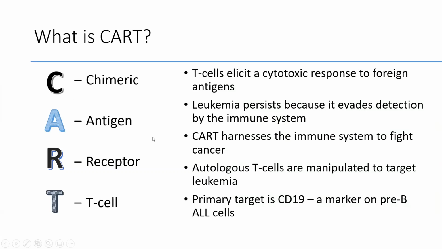Thank you. So here I have put what CAR T is. C means chimeric, A antigen, R receptor, and T cells. T cells elicit a cytotoxic response to foreign antigen. Leukemia persists because it inhibits detection by the immune system. CAR T harnesses the immune system to fight cancers, and autologous T cells are manipulated to target leukemia. The primary target is CD19, a marker on pre-B ALL cells.